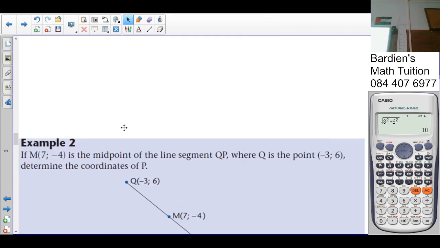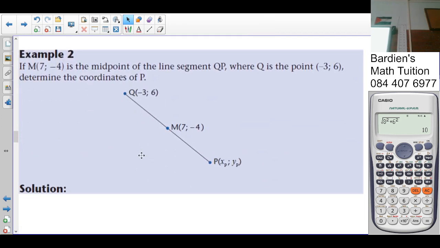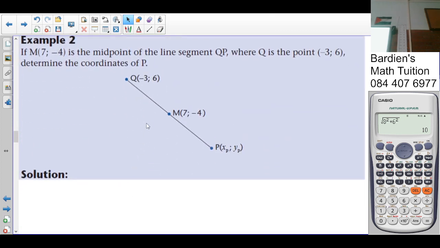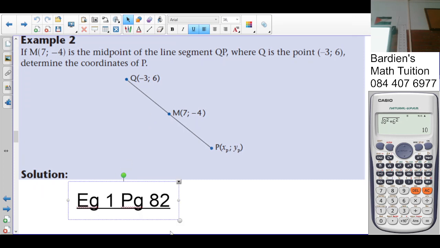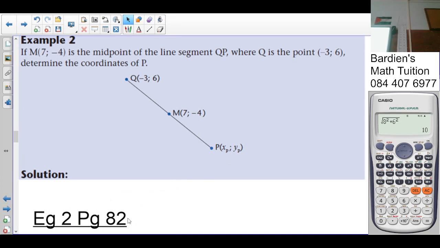Example 2. Example 2 is a bit different. Here the midpoint is given. Can you see that, people? Are we still on the same page? Yes? Okay. So here, if M, which is 7 and negative 4, is the midpoint of line segment PQ, where P is negative 3 and 6, determine the coordinates of Q.